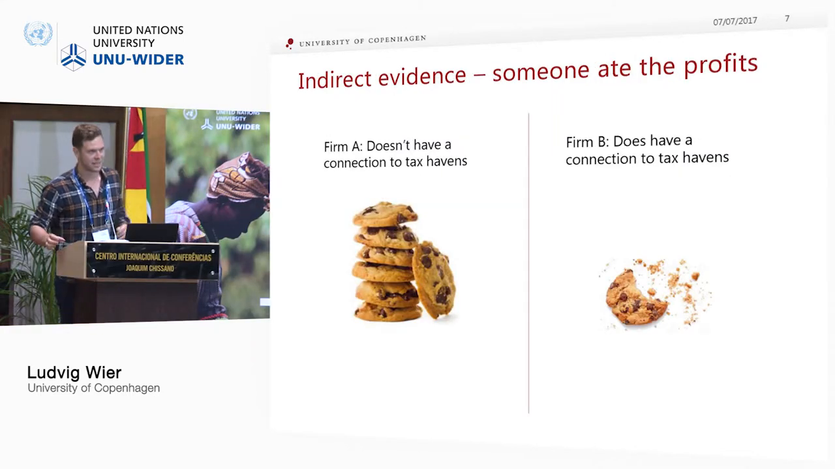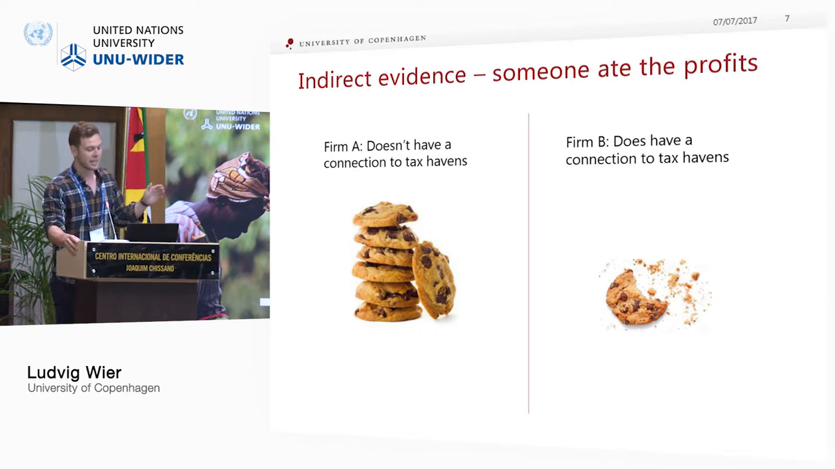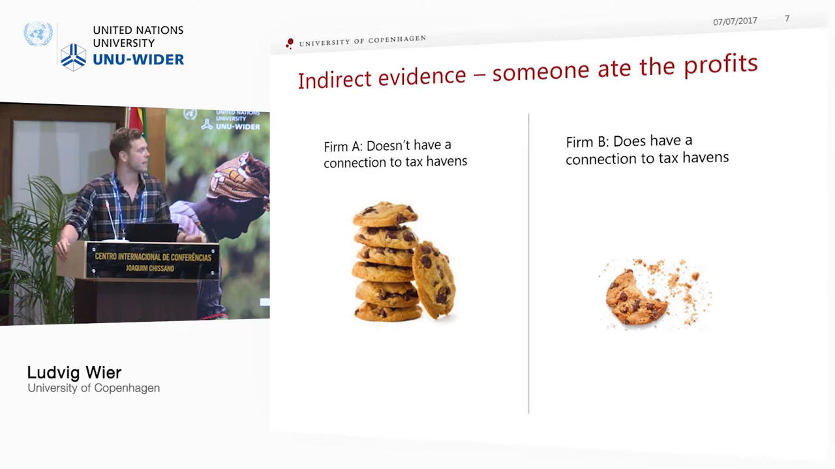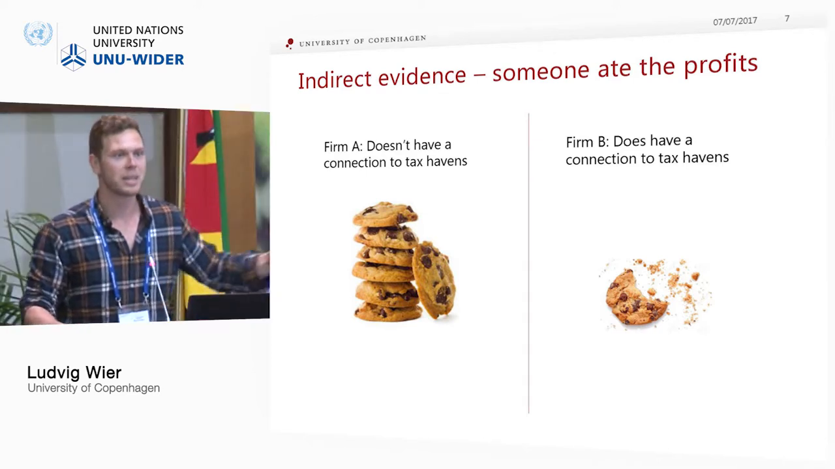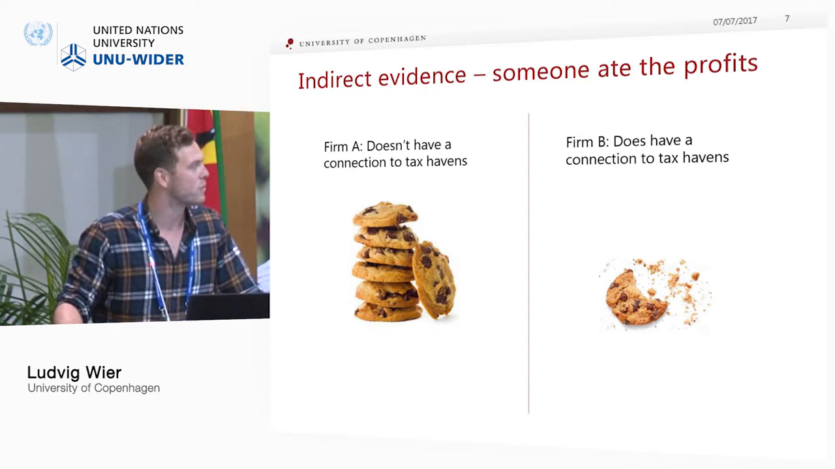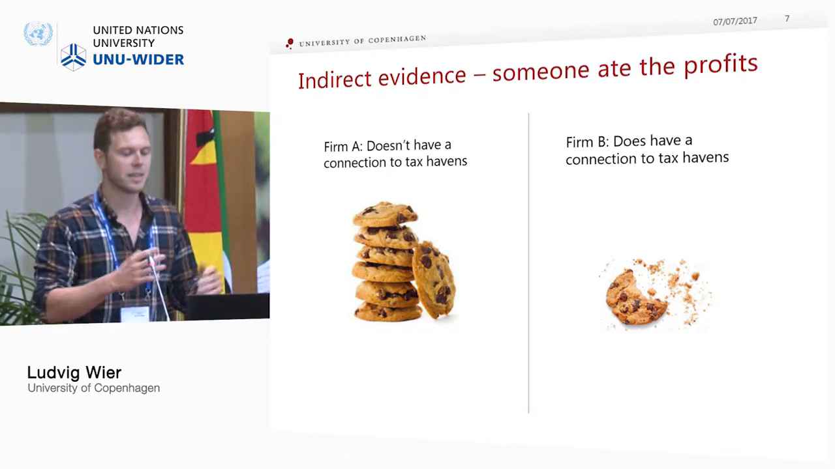To explain it, you here have two pictures of cookies. Imagine the cookies as profits; as you can see, I'm trying to keep it interesting. Firm A doesn't have a connection to tax havens, but they do have a lot of profits. Firm B does have a connection to a tax haven, and they don't have any profits. Looking at this picture, it seems a reasonable assumption that the tax havens ate the cookies. I completely agree with coming to this conclusion from this picture, and that's also why I wrote two papers using this approach. But of course, there are some issues when you use this indirect evidence approach.